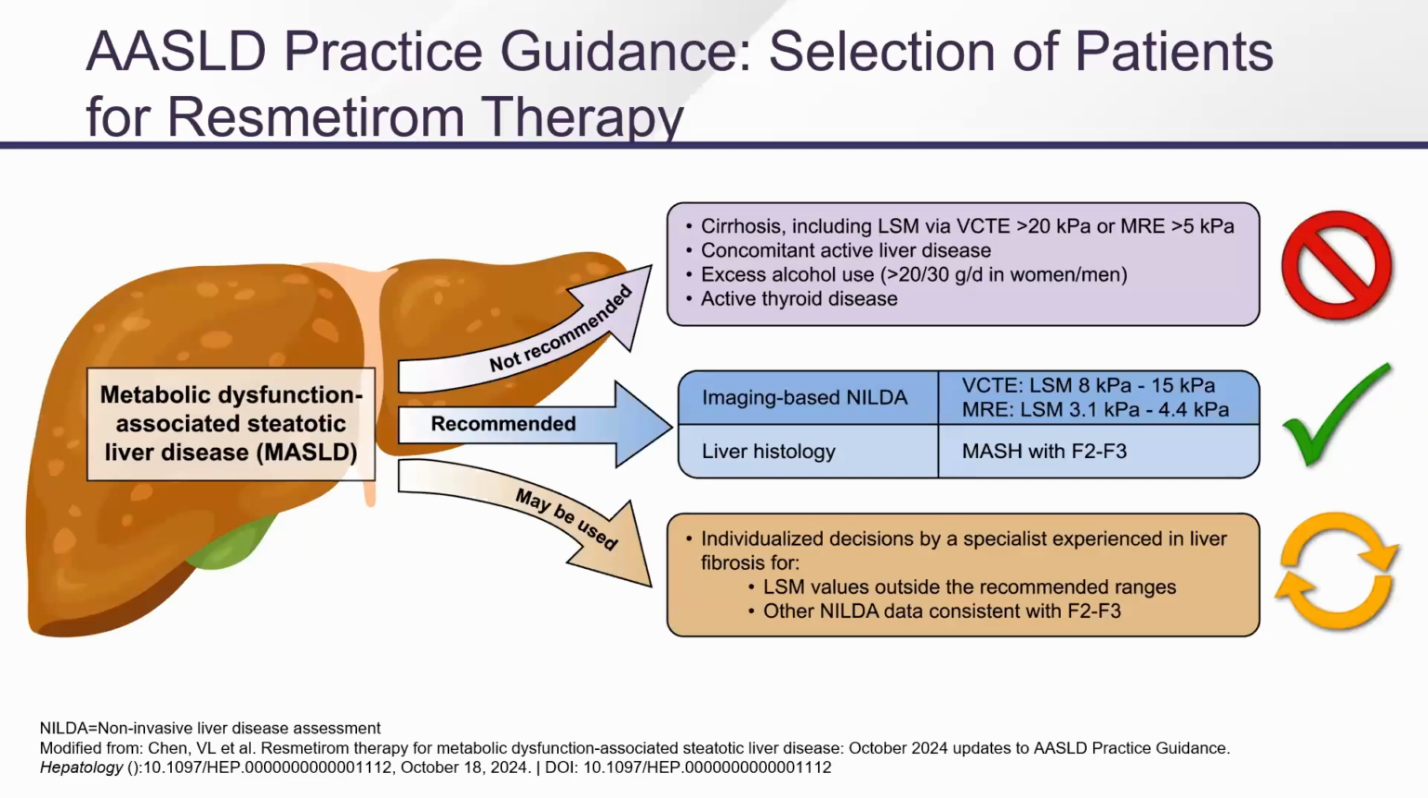So, fortunately, AASLD guidelines came up with guidance for initiation and management of patients on resmetirom. And these are the numbers. Initiation of resmetirom is based on the presence of F2 or F3 fibrosis, and we can use vibration-controlled transient elastography. The numbers here are anywhere from 8 to 15 kilopascals. We can use the MRE if it's available, or we can rely on liver histology.